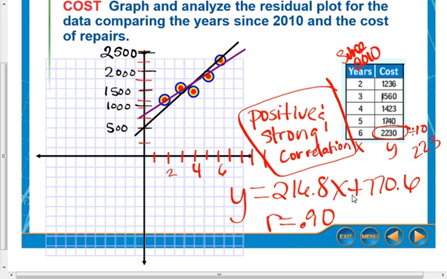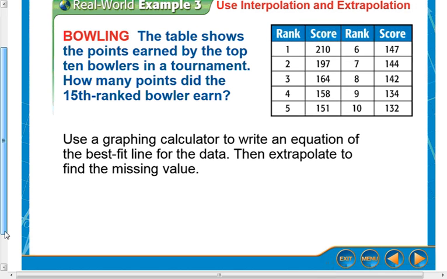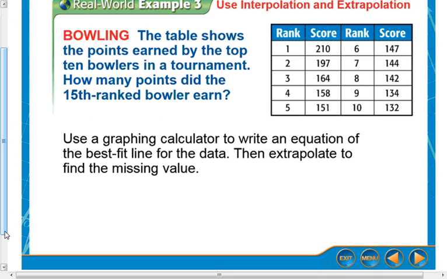Make sure any questions that you have, you write them down, okay? Let's go ahead and see if we have an example that you can do. Nope. So we're going to do this one together. Example 3. We have a table, and it shows the points earned by the top 10 bowlers in a tournament.